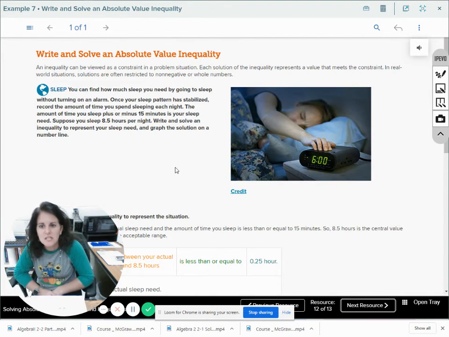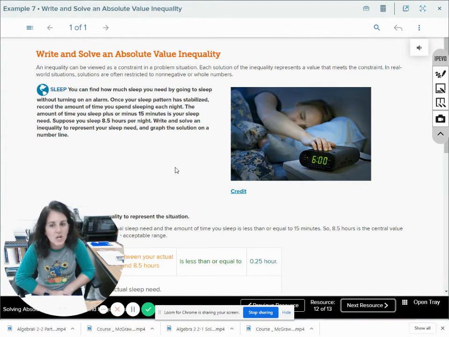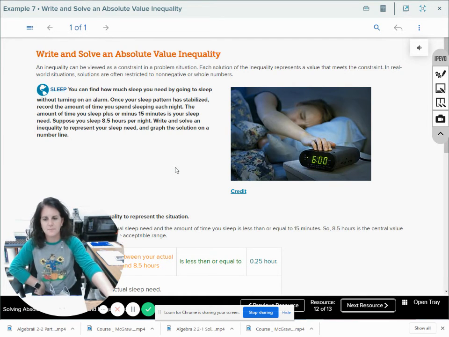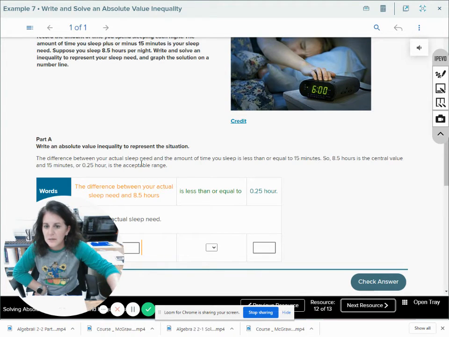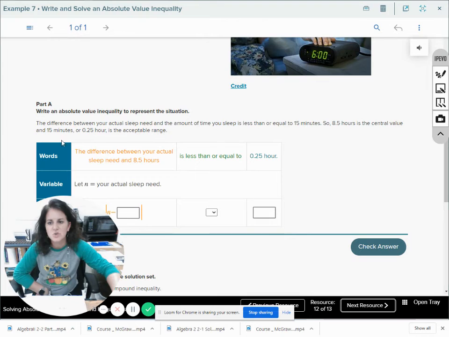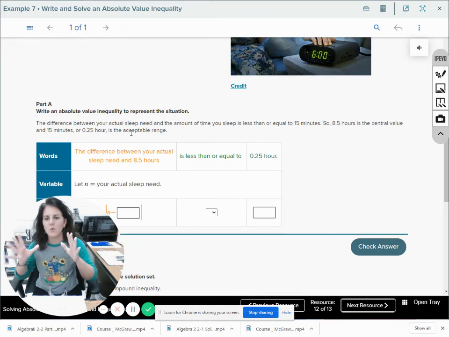The amount of time you sleep plus or minus 15 minutes is your sleep need. Suppose you sleep 8.5 hours per night. Write and solve an inequality to represent your sleep need and graph the solution on the number line. So let's think about what it's talking about here. It says the difference between your actual sleep need and the amount of time that you sleep should be less than or equal to 15 minutes. So 8.5 hours is the central value, and 15 minutes, or 0.25 of an hour, 15 over 60 is 0.25, is the acceptable range.